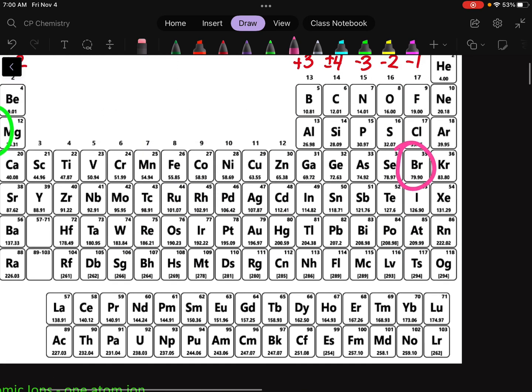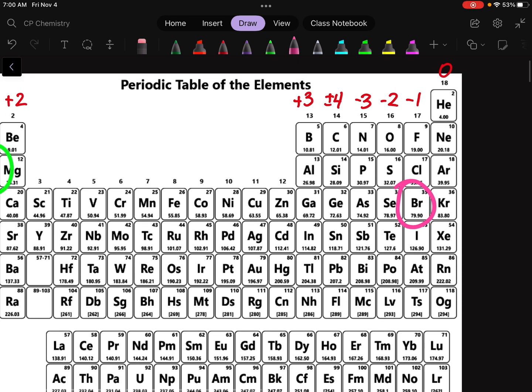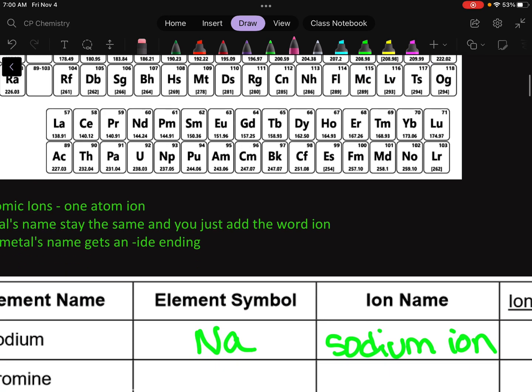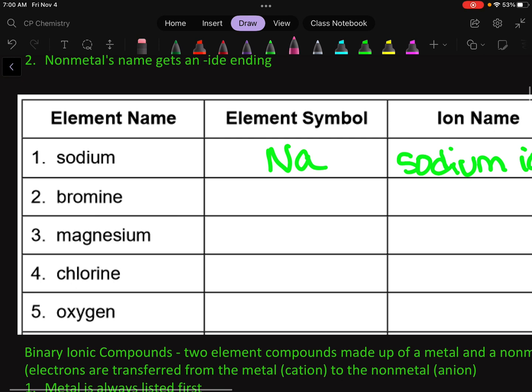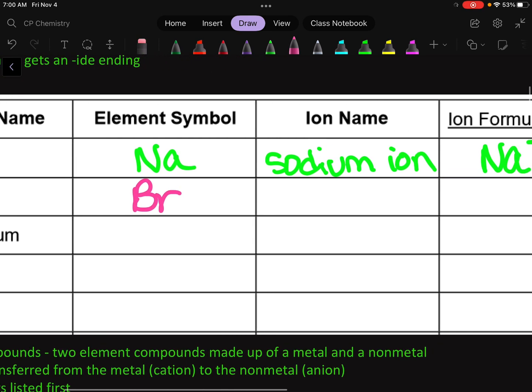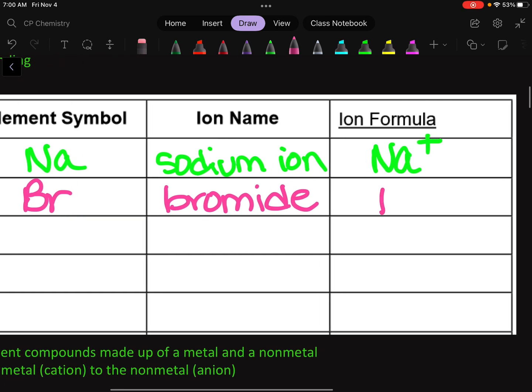All right, the next one is bromine. Bromine is here. It's a nonmetal, and it's in group 17, so it gets a -1 charge. So bromine's element symbol is Br. Its ion name, since it's a nonmetal, we change the ending to IDE, so it's bromide. And we just established that it gets a -1 charge, so it's Br with a negative sign.